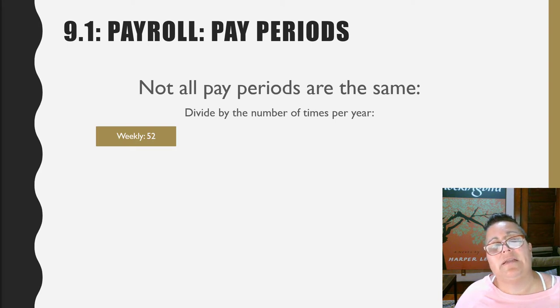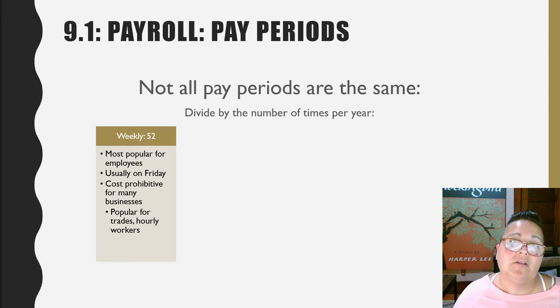The first is a weekly paycheck. This is 52 times in a year. It is the most popular by far and away with employees. They would prefer to have a weekly paycheck. Usually that paycheck comes on Fridays. However, for a business, this is often cost prohibitive. However, in some pay structures, in some businesses, this is the most common pay structure, such as retail. And oftentimes we find in trade work, construction work, plumbing, electrical, those can also be weekly paychecks.